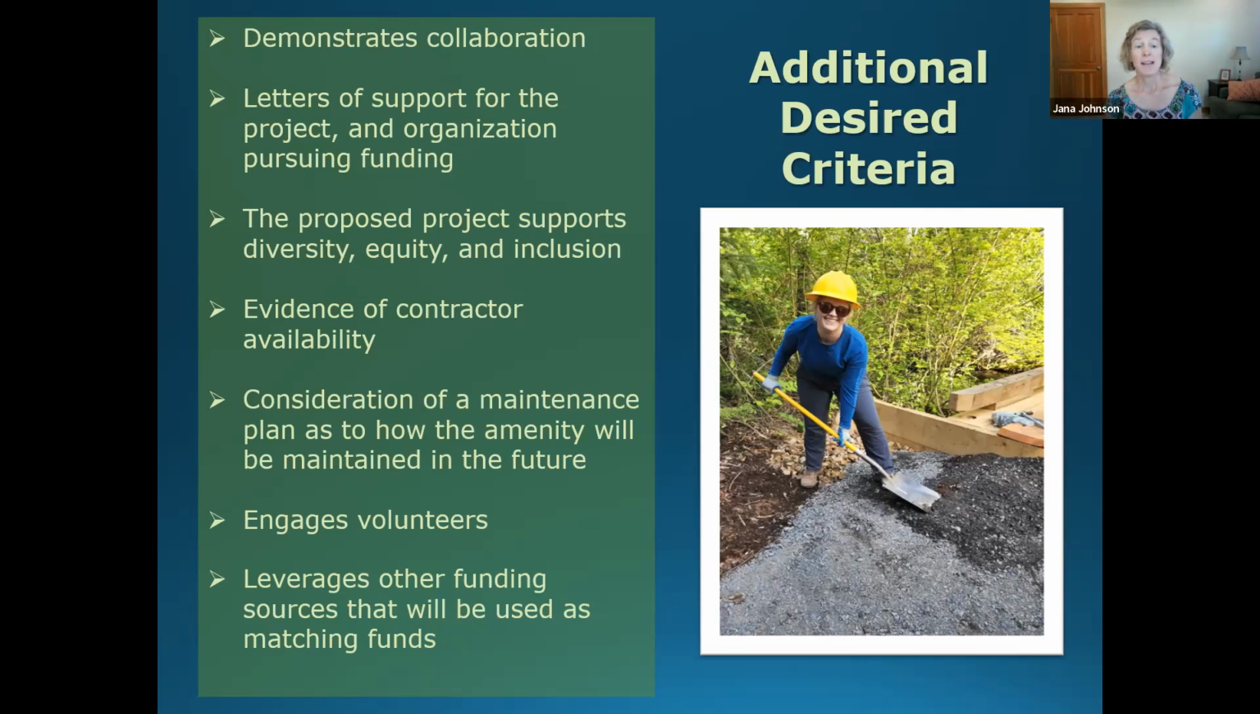Consideration of a maintenance plan as to how the amenity will be maintained in the future, especially if you're proposing something new. There's that kind of long range thinking that we want to be looking at too. Like, okay, so 10 years down the road or 5 years down the road, what does that mean when this needs more significant maintenance? Or is there enough capacity in your organization or others to take on the annual maintenance of something that's being constructed?